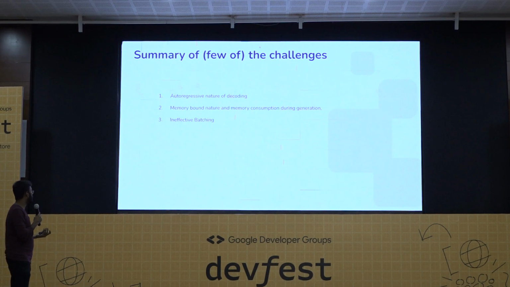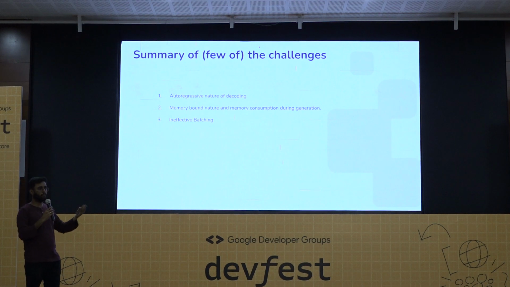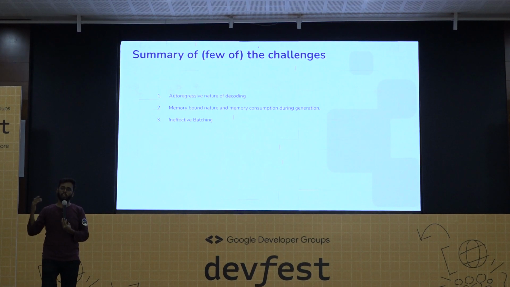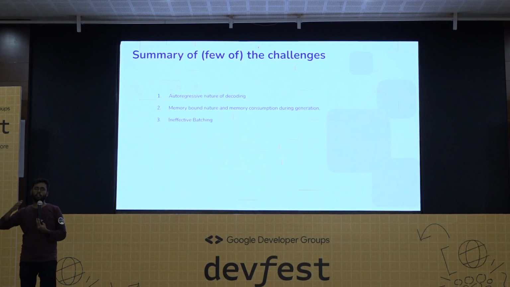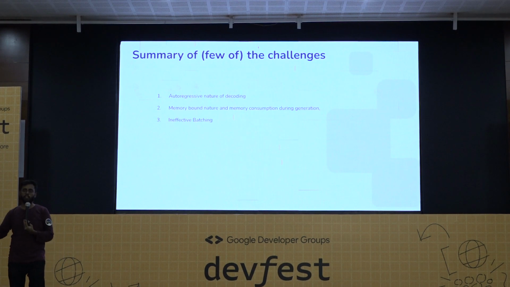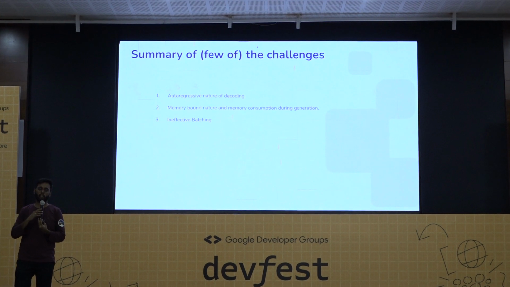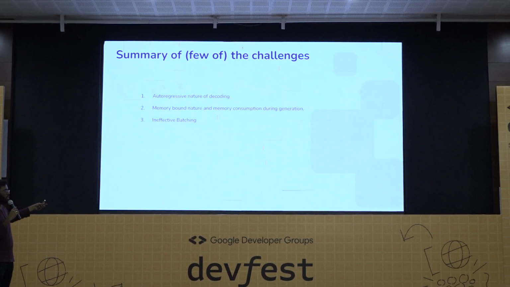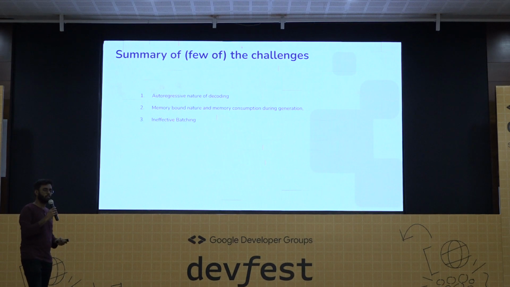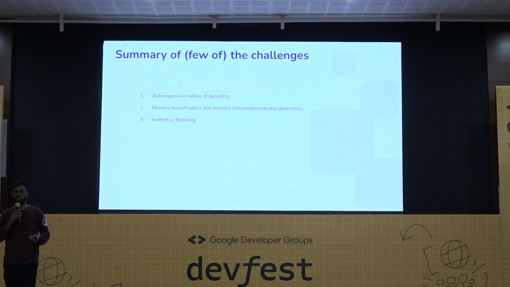Third is the ineffective batching, which is similar to what we talked about in the first point. We can't batch it effectively because every sentence will have its own tokens to be generated, and it will have a different sequence length. We'll see that in detail in the coming slides. So yeah, these are the challenges that we saw. Let's see how we can handle this.